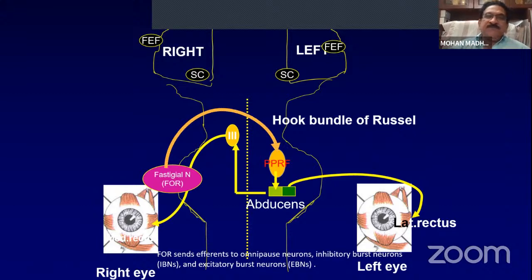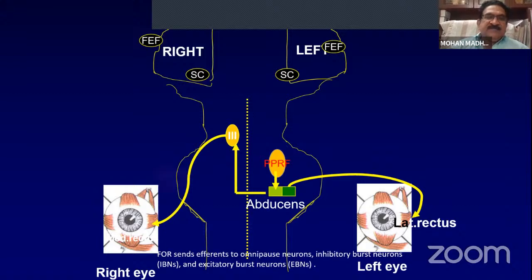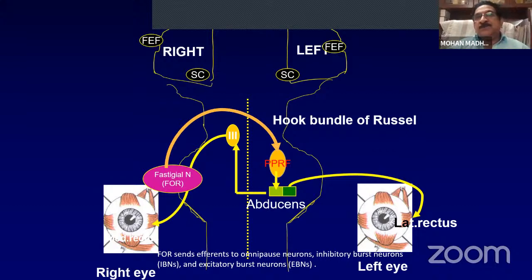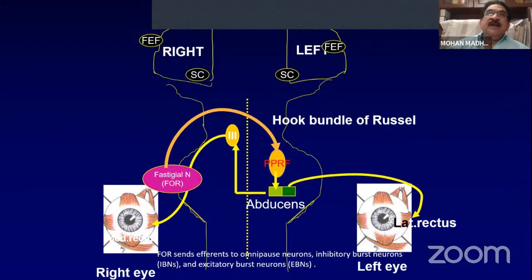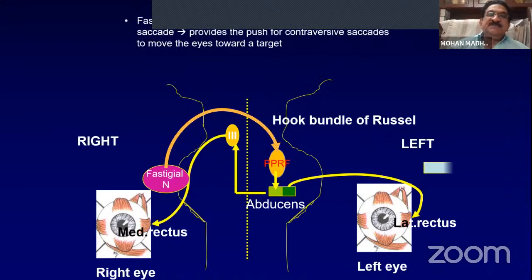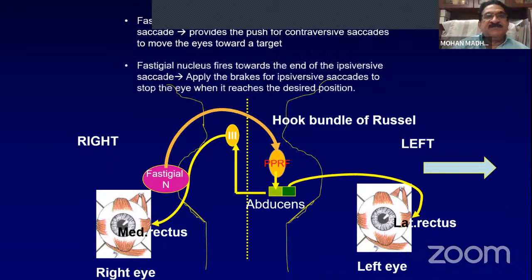Now, what is the function of the vestibular nucleus? It will stimulate the contralateral PPRF through the hook bundle of Russell. So the function of this is to produce a push to produce a contralateral saccade, because it fires at the beginning of the contralateral saccade. It also does one more thing. At the end of the saccade also it fires. Why? That is quite a different function.